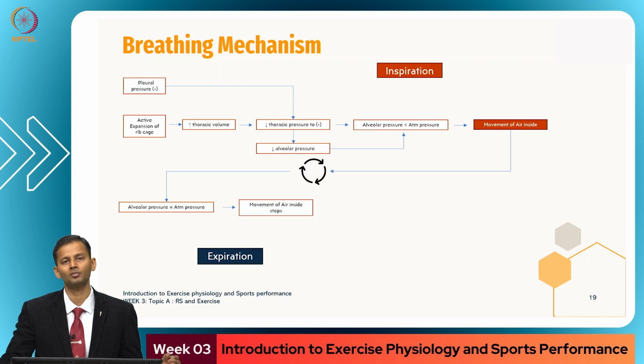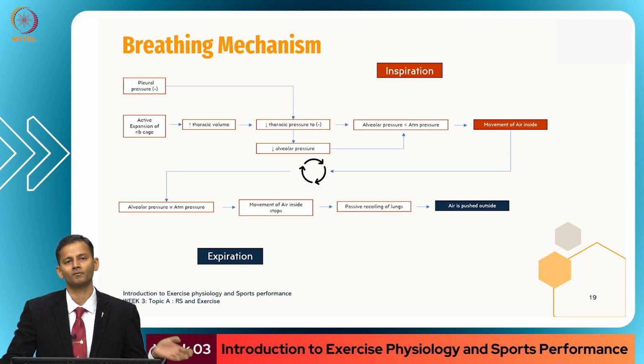As and when this happens, the movement of the air entering stops, and this causes a passive recoiling. Now the expanded lung, as there is no pressure effect coming from outside, and no further movement of the air, tries to recoil back to its original position because of its elastic nature, and this causes the air to move outside. So during this process of neutralization of pressure, the entire gaseous exchange happens because of the pressure gradient.